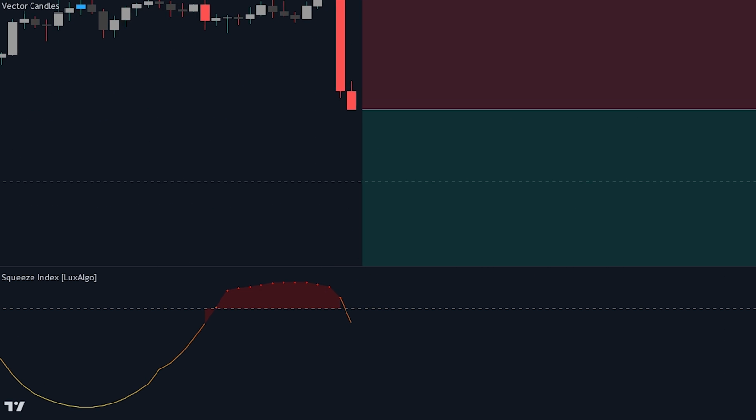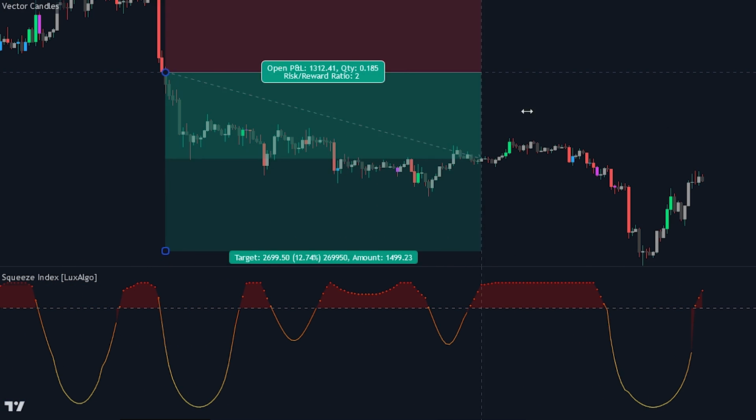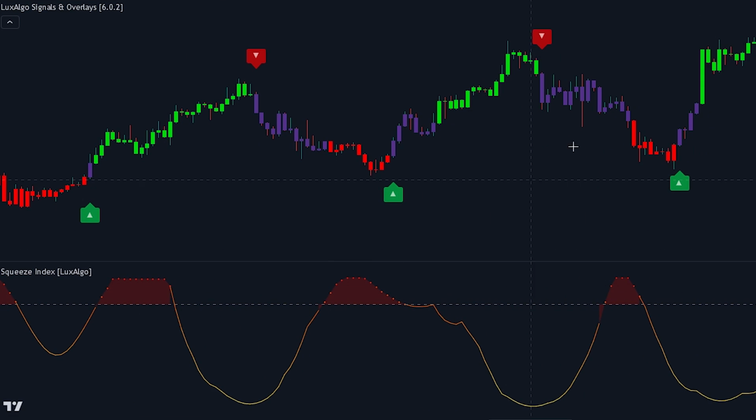We will be using the previously showcased risk management and take profit targets. This indicator can also be combined with the premium Lux Algo buy and sell indicator. Based on the signal given by the buy and sell indicator, we can determine the direction of the breakout.